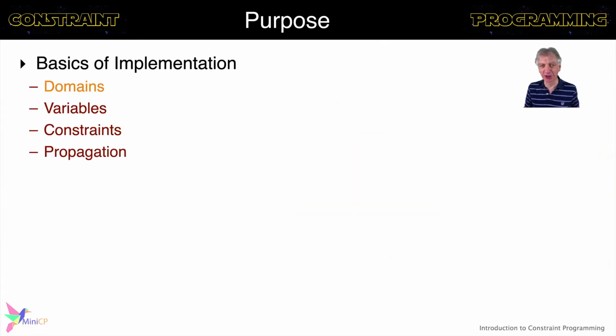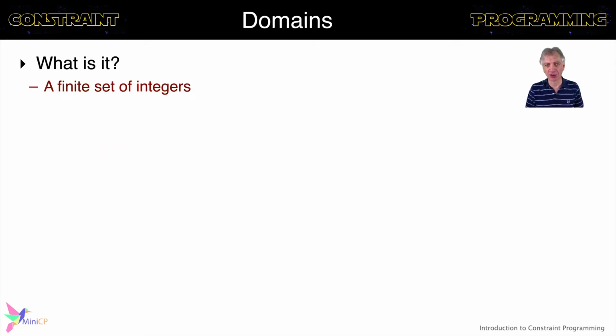So what we're going to do today is look at the domains, at least part of the domains. And then we look at the variables, the constraints, and the propagation. So what is the domain in MiniCP? This is a set of integers. And so we're going to show you the implementations of these types of domains.